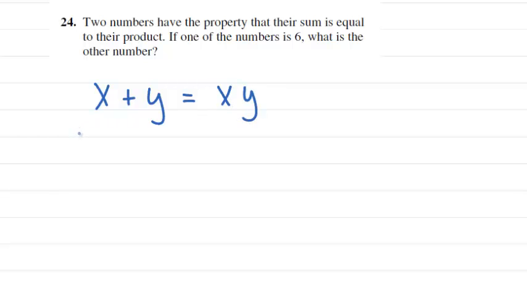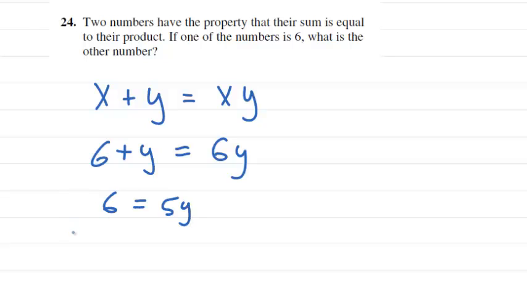If one of the numbers is 6, I'll go ahead and say that X is 6, so 6 plus Y equals 6Y. Now I can just take away Y from both sides. 6 equals 5Y. Divide both sides by 5, and Y equals 6 over 5, 6/5.